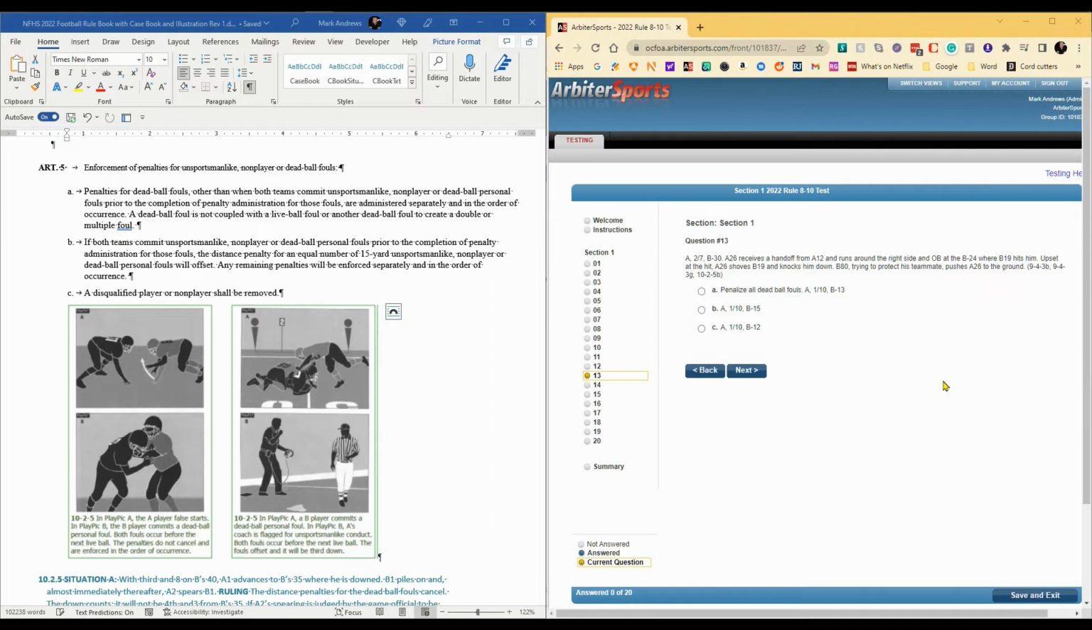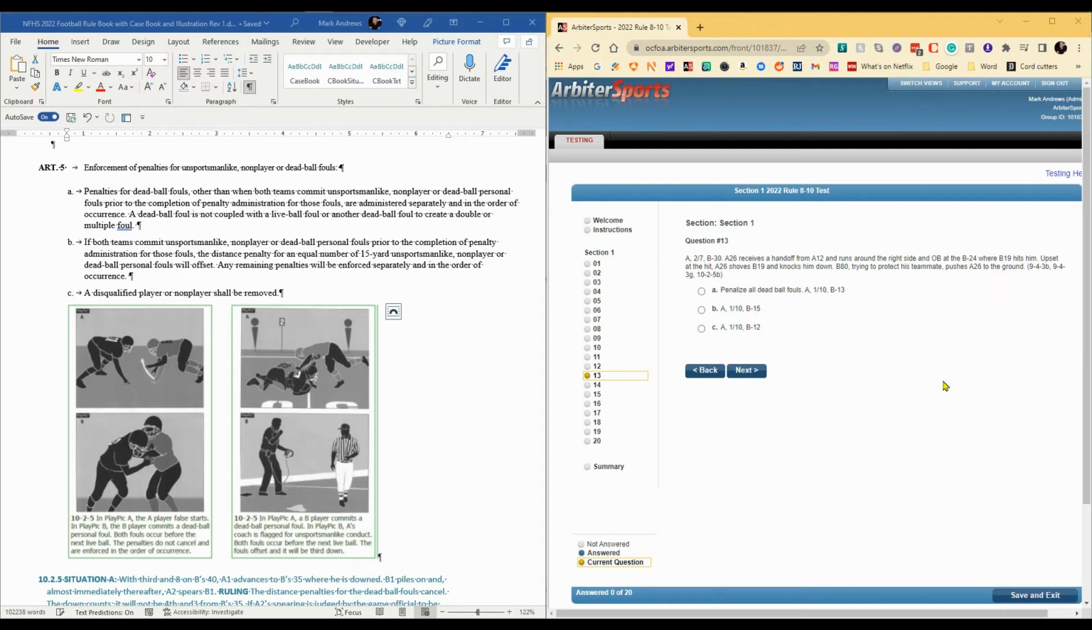So anyway, and then 943G just says make any contact with an opponent, including a defenseless player, which is deemed unnecessary or excessive. So this is unnecessary roughness. It doesn't matter what you call it. It's a personal foul, dead ball. We have 2 on B and 1 on A.